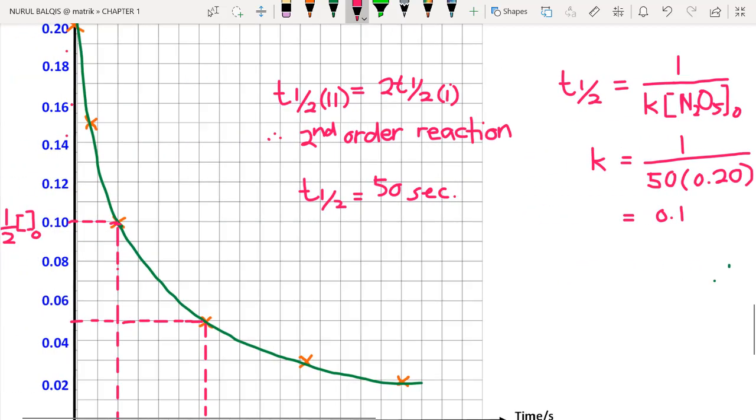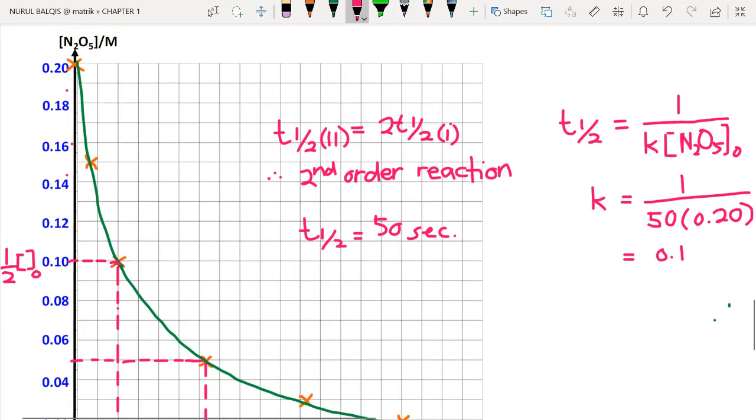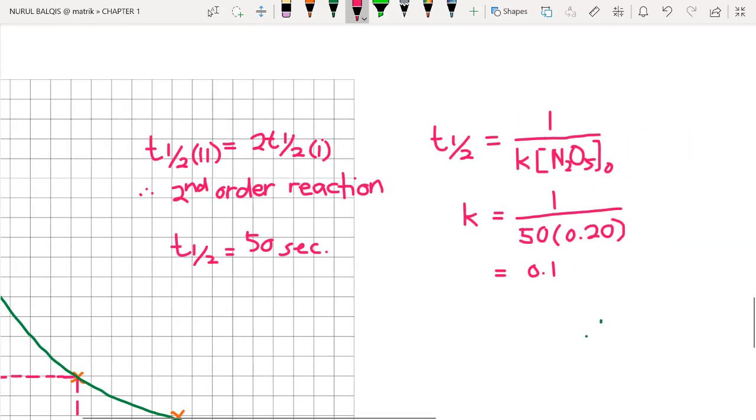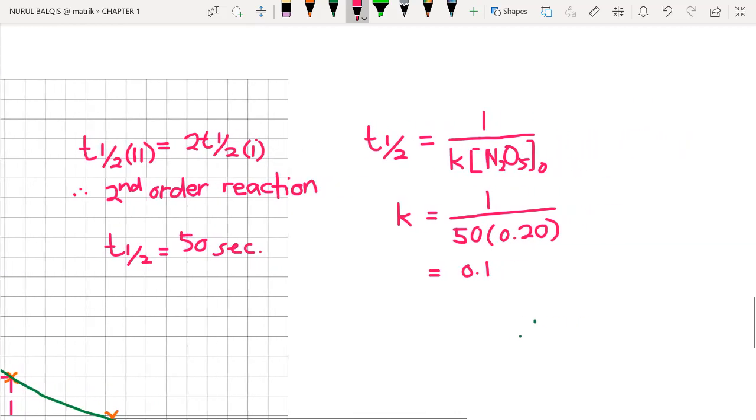So look at our y-axis. We have second and also molar, and then once we take it to the upper part, it would be per molar per second. So from the unit itself, we could say that this is really a second order reaction.